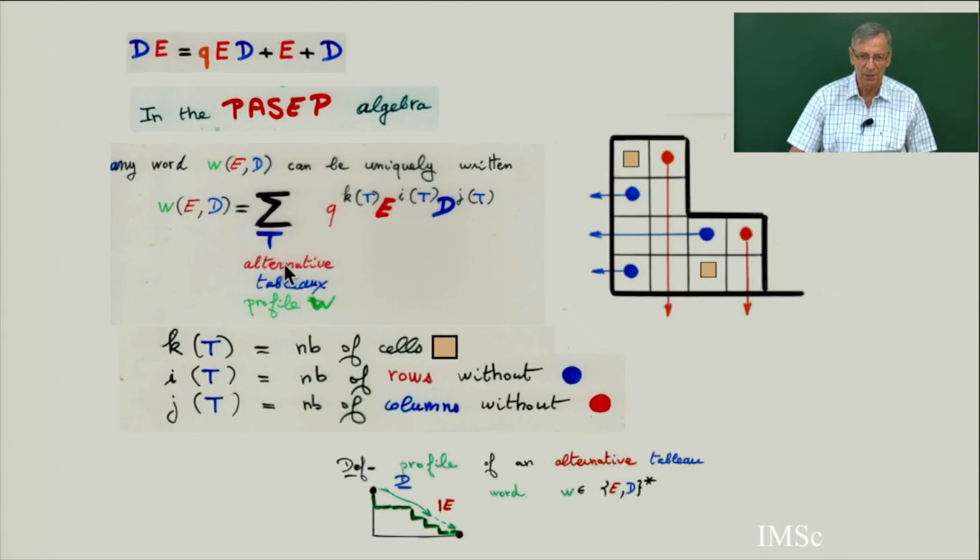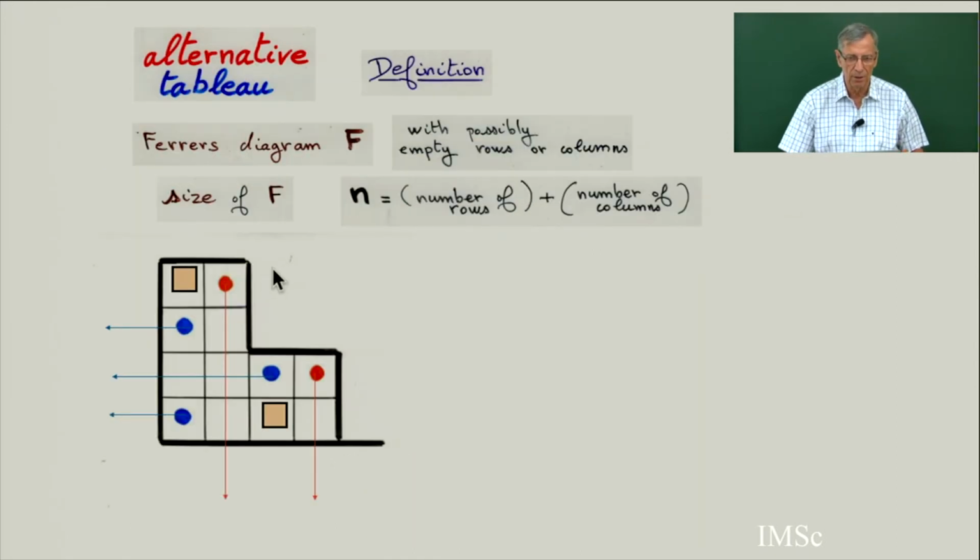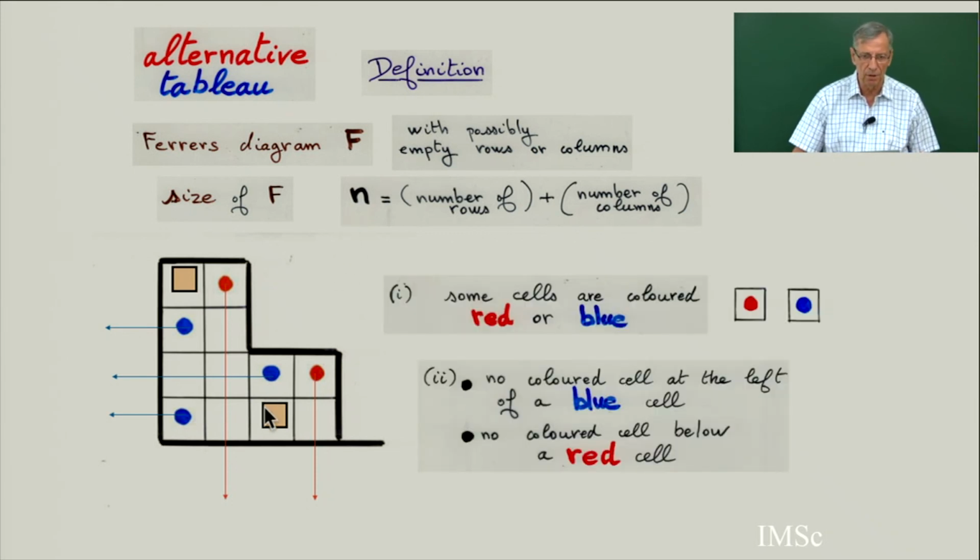I just remind you that for the PASEP, this quadratic algebra, the Q tableaux were exactly the alternative tableaux with blue, red, and this yellow cell, which counts the q analog for the q parameter. There were 3 parameters, I, J, and K, and every word can be expressed in a unique way like this. And the alternative tableau, I remind you, is a Ferrers diagram, extended Ferrers with some color. Some cells are blue, some cells are red. There is nobody at the left of a blue. There is nobody below a red.